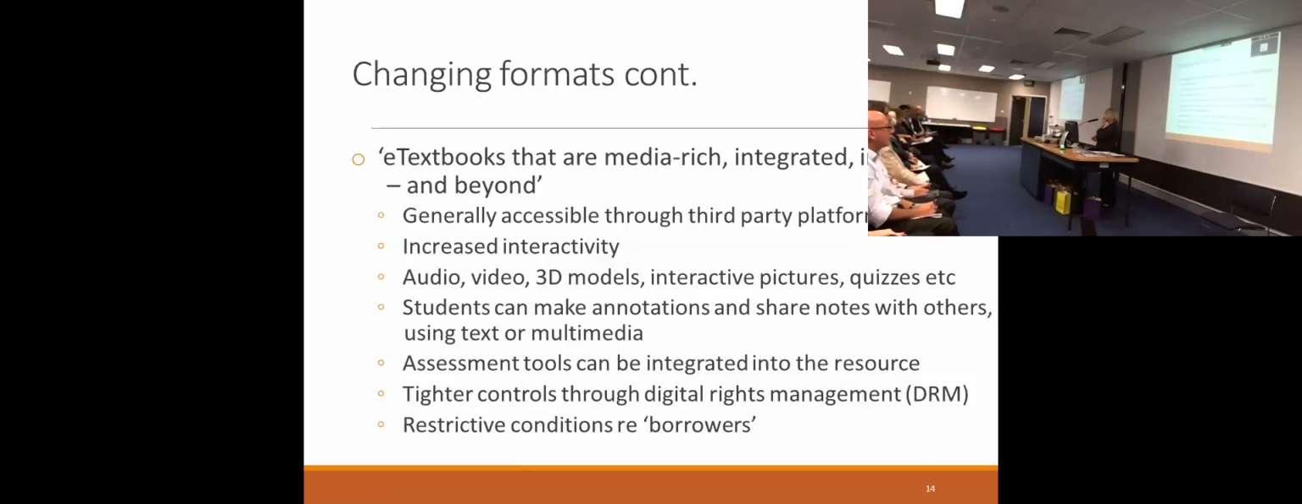Students can then use it for making annotations or sharing notes, so sharing across the platform, developing collaborative learning strategies, rather than just the student working with the textbook. The assessment tools can also be integrated into the resource as well. Digital rights management is obviously a key issue with these things, and also what is described as a borrower, and how they are then restricted. Access is restricted to people with the key to these tools. So it's not quite so free to air.